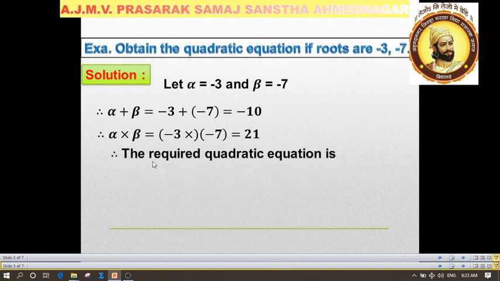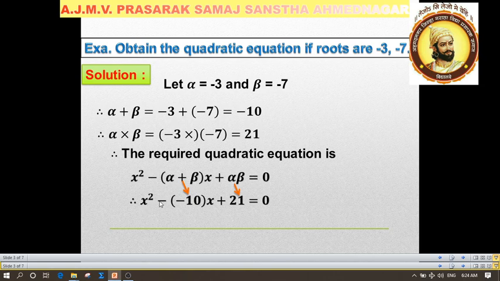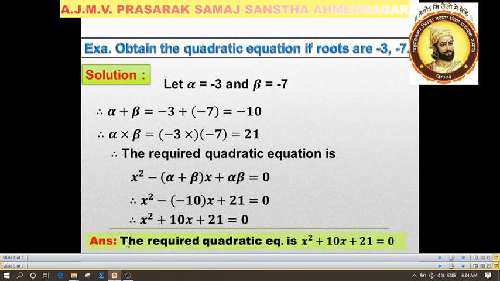Therefore, by the formula, the required quadratic equation is x square minus (alpha plus beta) into x plus alpha beta is equal to 0. Now substituting the value of alpha plus beta, minus 10, and product of the roots alpha beta is equal to 21, we have x square minus (minus 10)x plus 21 is equal to 0. Therefore x square plus 10x plus 21 is equal to 0. Therefore, the required quadratic equation is x square plus 10x plus 21 is equal to 0.